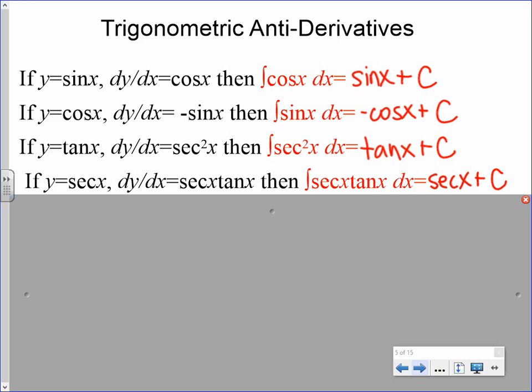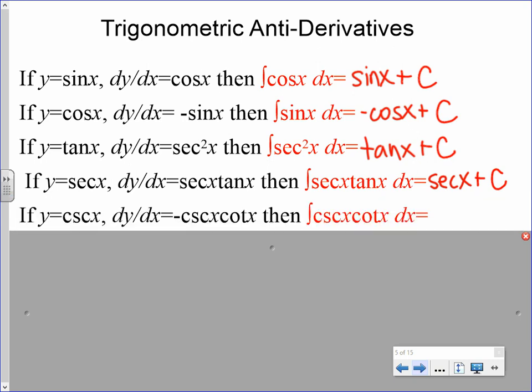Okay. Two more. What is the derivative of cosecant? Say louder. Negative cosecant cotangent. The derivative of cosecant is negative cosecant cotangent. So if I have the antiderivative of cosecant cotangent, it would be negative. Let me see, that's a negative. I better rewrite that. Negative cosecant.